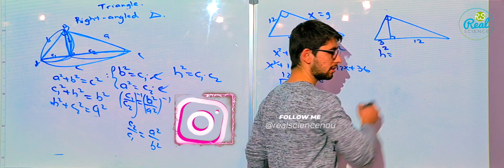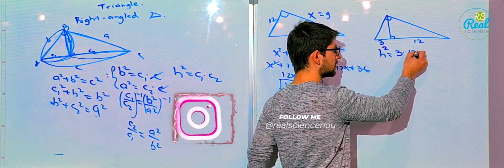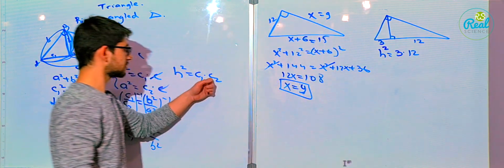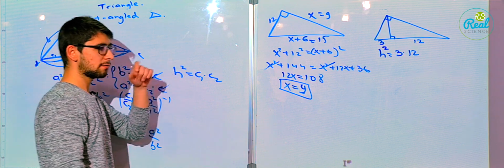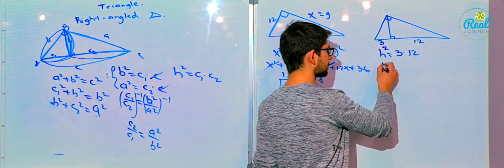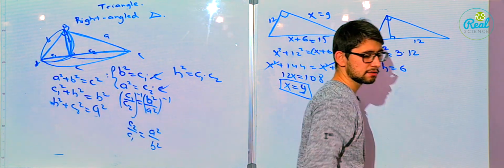Altitude square equals C1 multiplied by C2. So the product of the two projections gives you the square of the altitude. H equals 6. Yes, it is equal to 6.